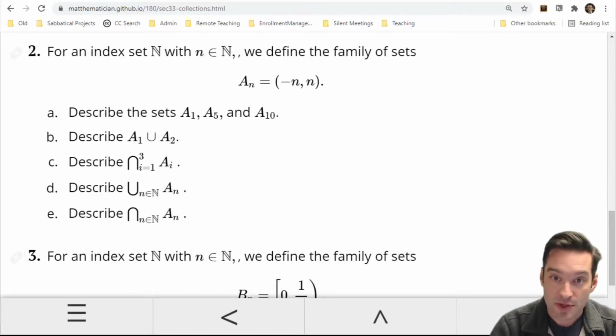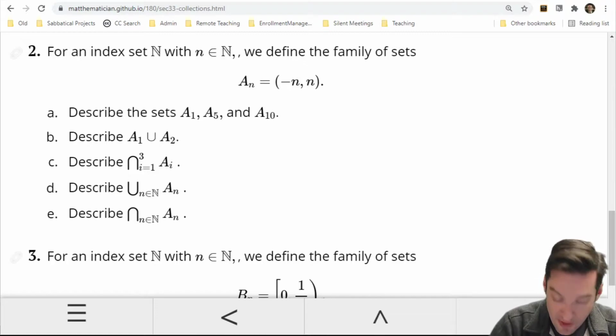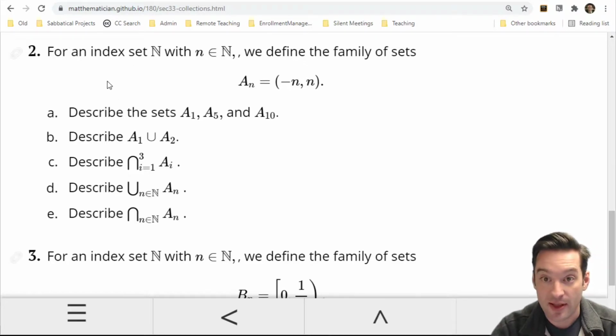So in question number 2, we're indexing a collection of sets using the natural numbers as the index set. And the sets that we're building are -n, n, an open interval, which is a subset of the real line. And I use the word open here because what I'm thinking of is not including either of the endpoints.